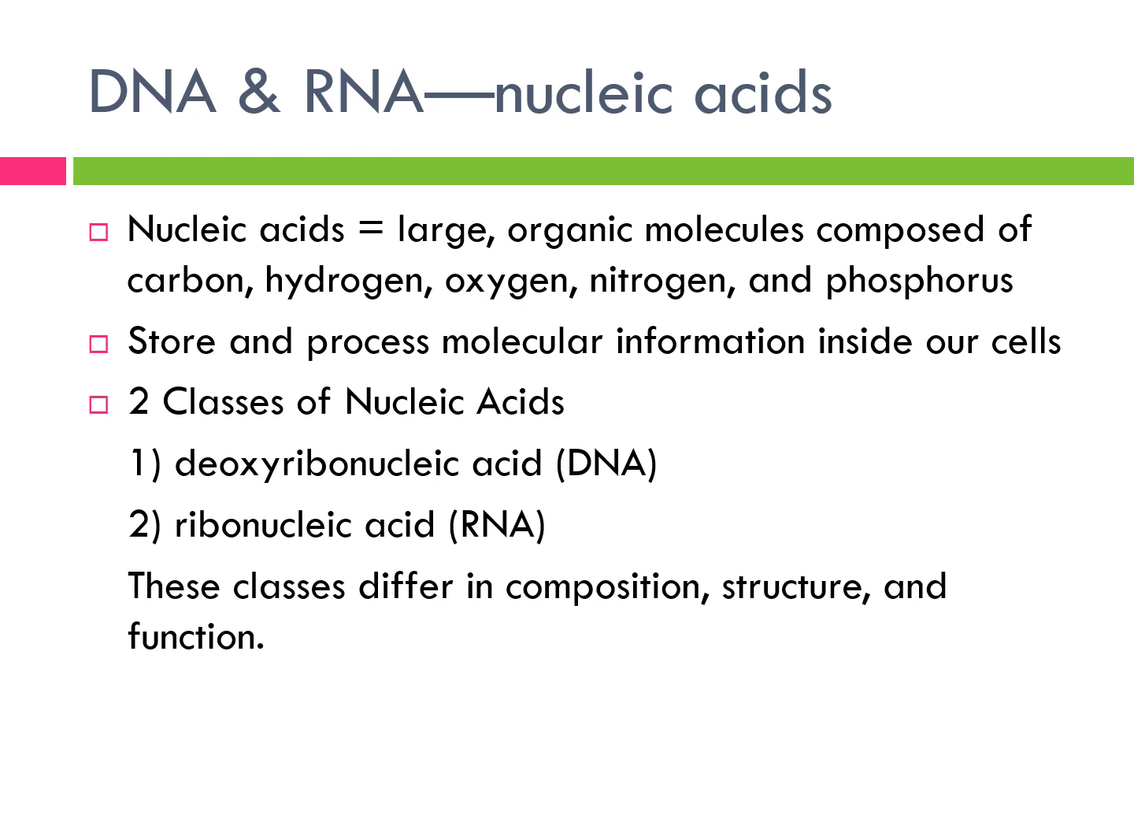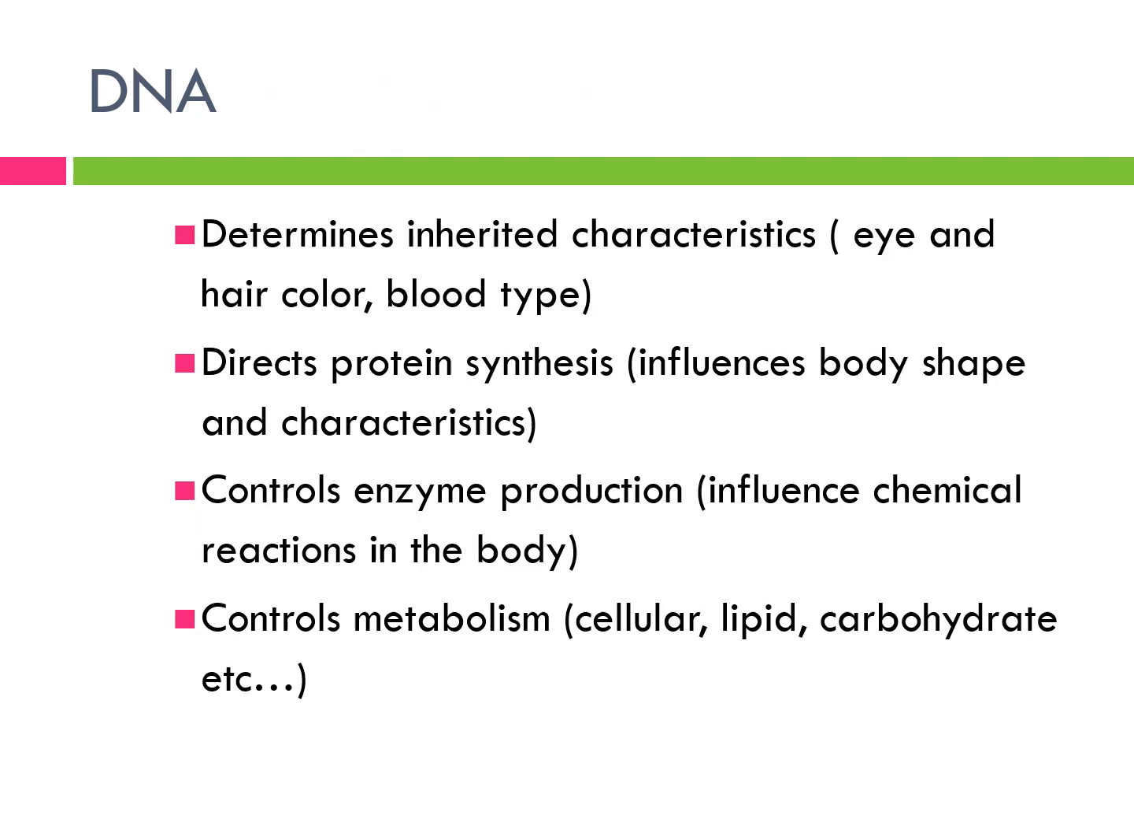These classes differ in composition, structure, and function. So DNA is what determines our inherited characteristics, our eye color, hair color, our blood type, our body shape, the way that we grow. If we have a mutation in our DNA, we're going to have a disease. All of those things are controlled by the DNA.